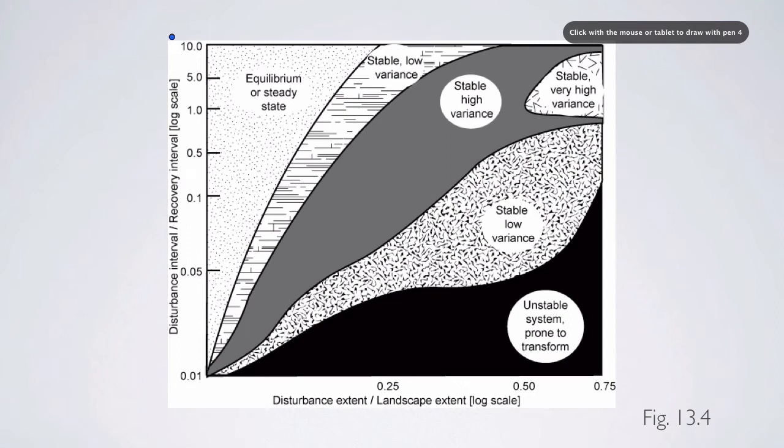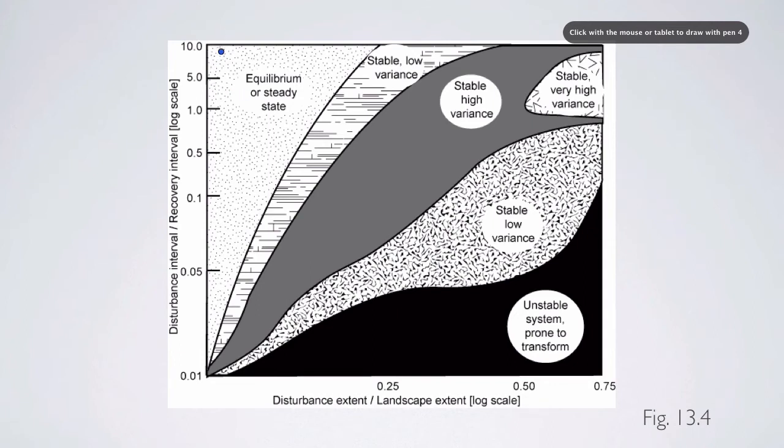So those factors that happen relatively infrequently relative to how long it takes to recover, as opposed to those factors down here where the disturbance happens relatively frequently and it happens a lot faster than a system can recover from that disturbance to its initial state. So large disturbances that happen relatively frequently are over here. Small disturbances that happen infrequently are over here.